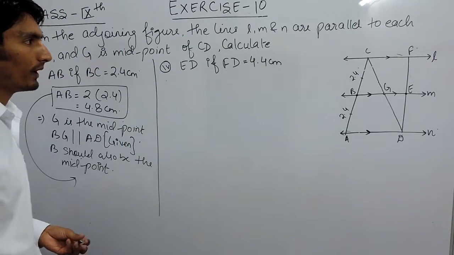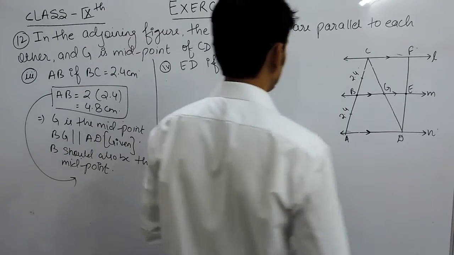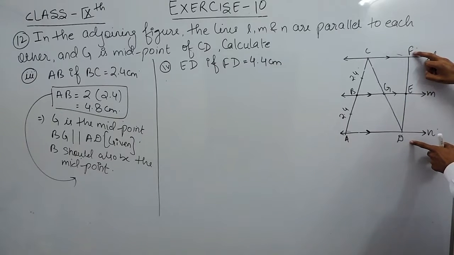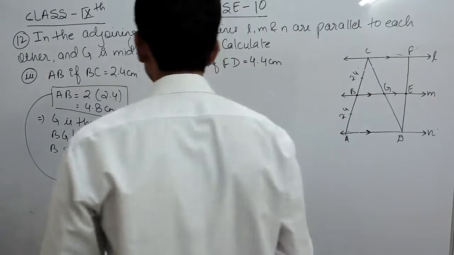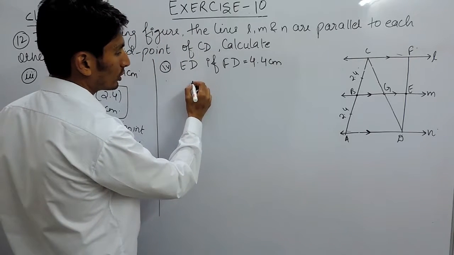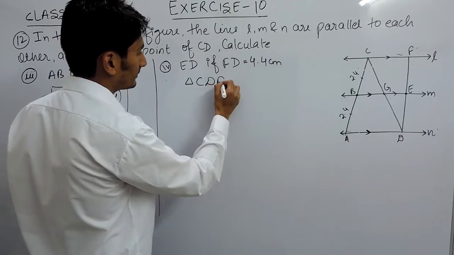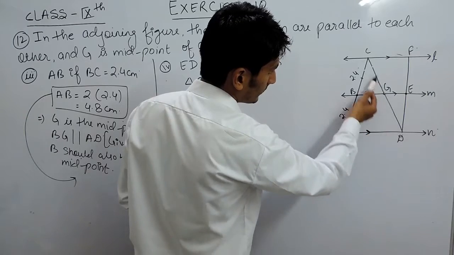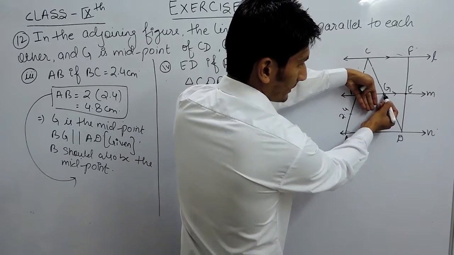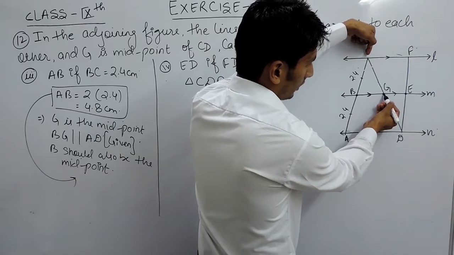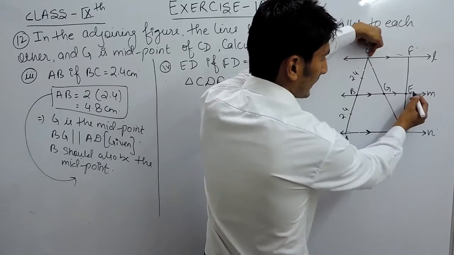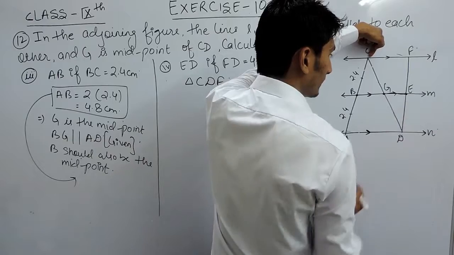Now let's solve this fourth part. In this you are given ED. You have to find ED when this whole complete FD is given to you as 4.4 centimeters. Again you have to use the midpoint theorem. Now in this case you will be using the midpoint theorem in triangle CDF. In triangle CDF, G is the midpoint, and if I draw a parallel line from the midpoint of one side of a triangle, again it should meet the midpoint of the third side.